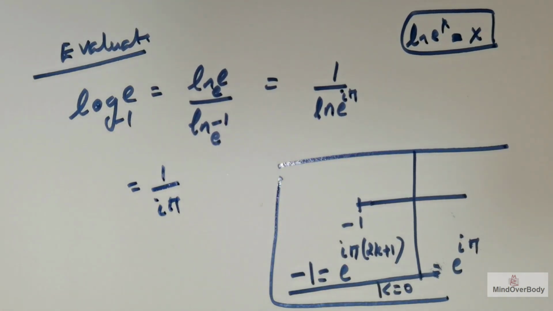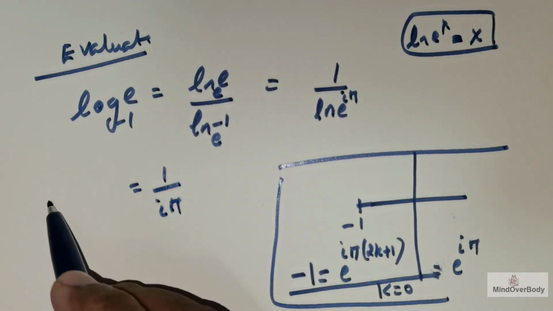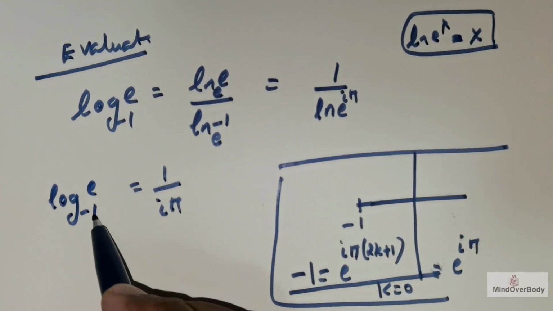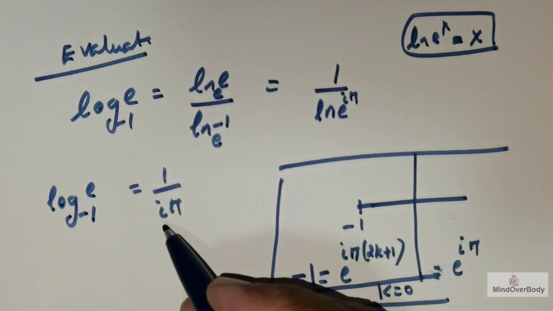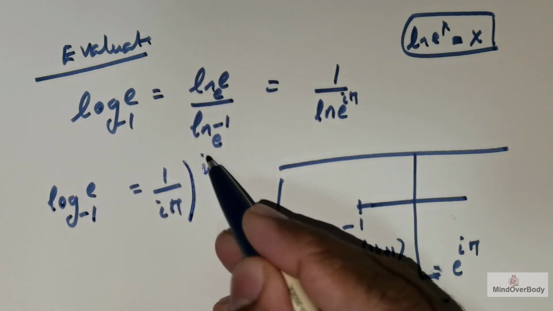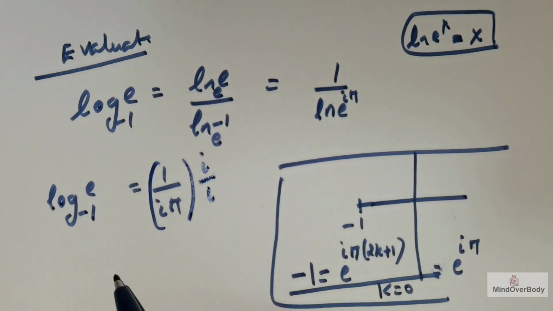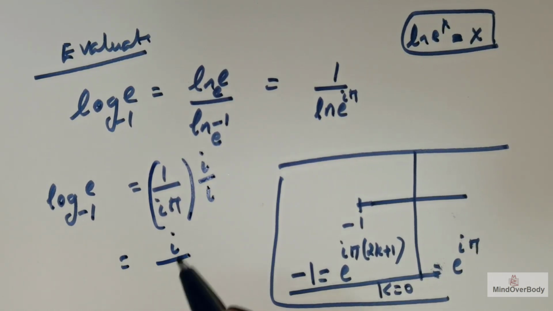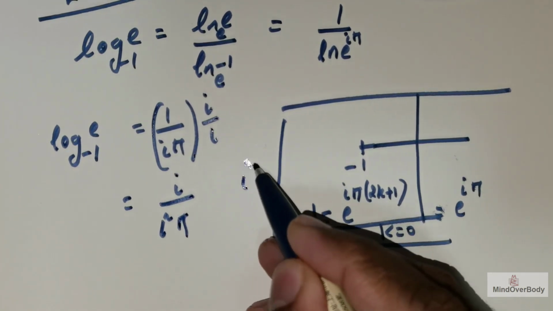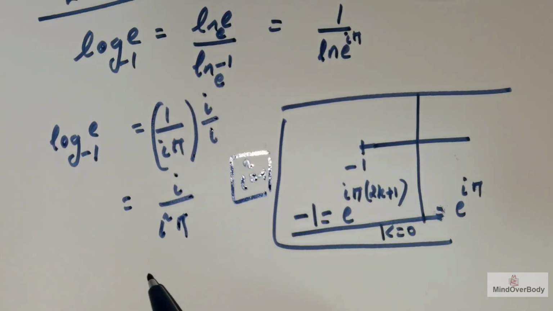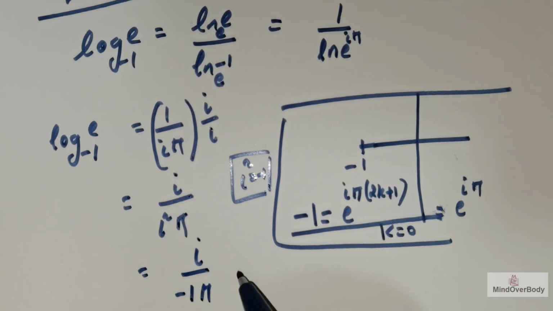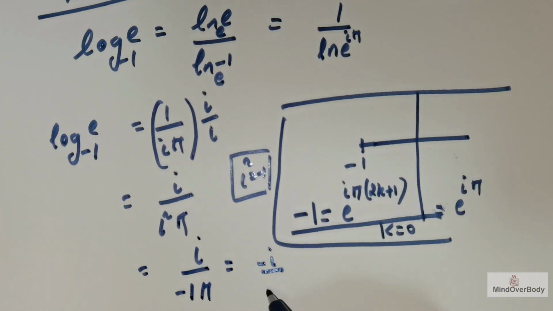So this is equal to 1 over iπ. Now on the left, I've got log of e to the base -1. If you're not interested in having this i in the denominator, you can multiply by i and divide by i. So this gives me i divided by i squared times pi. i squared from complex numbers has a value of -1. So this is i divided by -1 times pi, which I can rewrite as -i divided by pi.